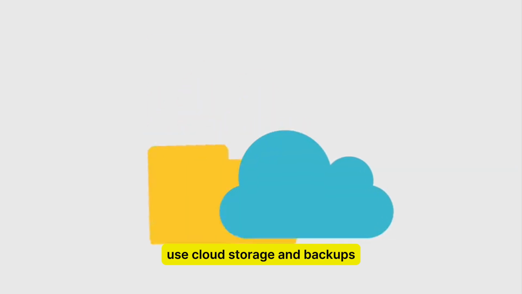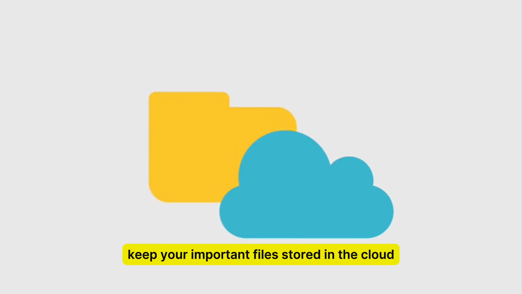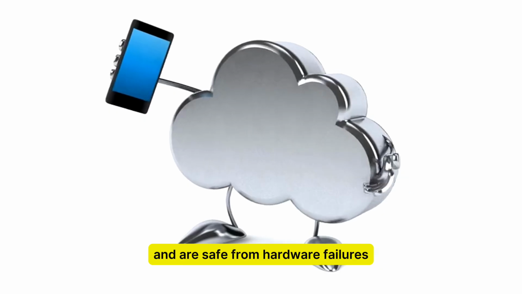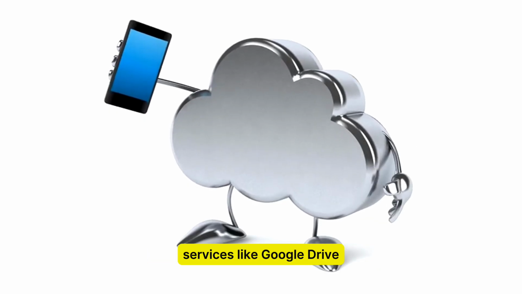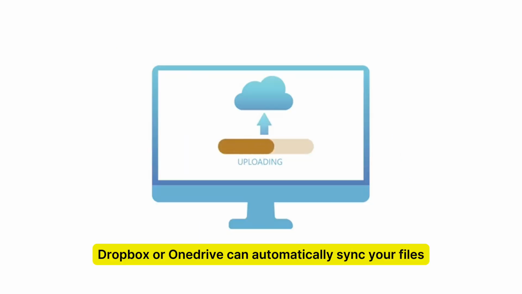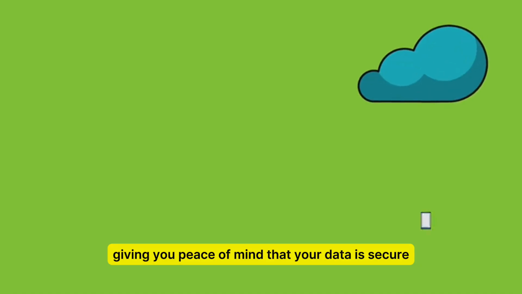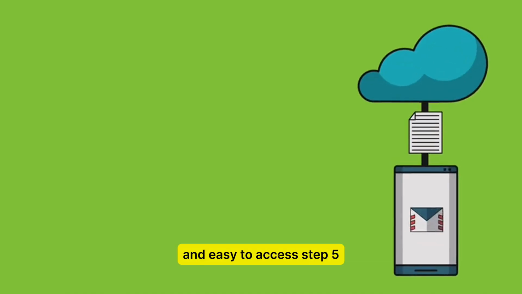Step 4. Use cloud storage and backups. Keep your important files stored in the cloud so they're accessible from any device and are safe from hardware failures. Services like Google Drive, Dropbox, or OneDrive can automatically sync your files, giving you peace of mind that your data is secure and easy to access.